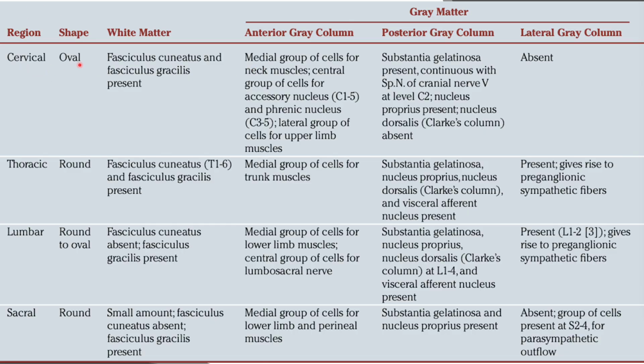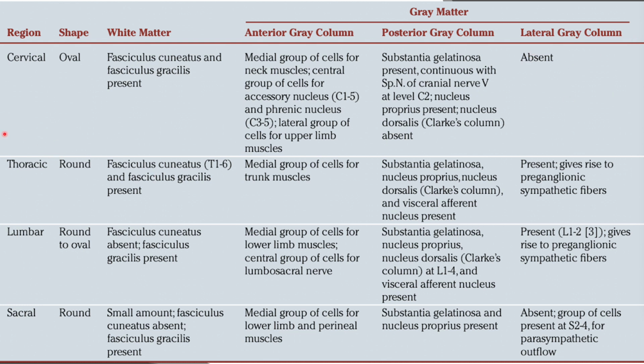So in the cervical region, it is oval in shape. In the white matter, we have the fasciculus cuneatus and the fasciculus gracilis present. In the anterior gray horn, we have the medial group of cells for the neck muscles, the central group of cells for the accessory nucleus and the phrenic nucleus, and then we have the lateral group of cells for the upper limb muscles. In the posterior gray horn, we have the substantia gelatinosa. We also have the nucleus proprius, but the nucleus dorsalis is absent, and we do not have any lateral horns.